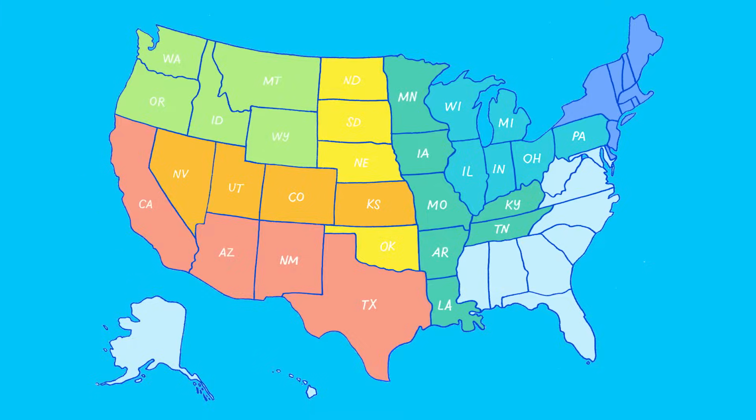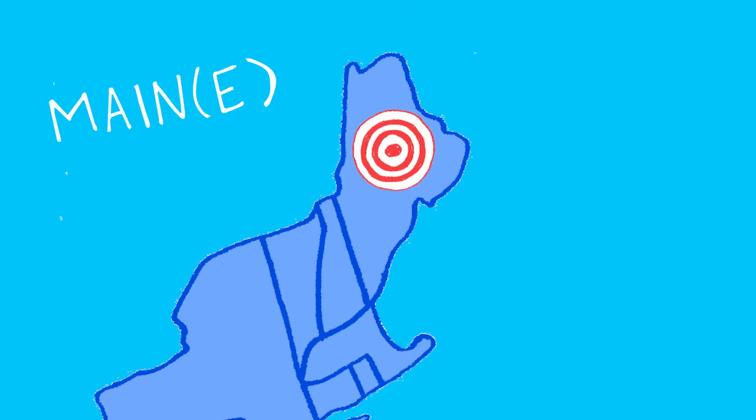All right, next up, we go to the top right corner. We're gonna start up at Maine. Think of it as the main point of the map, right? It's the top right, pretty prominent. It's the main part of the map, M.